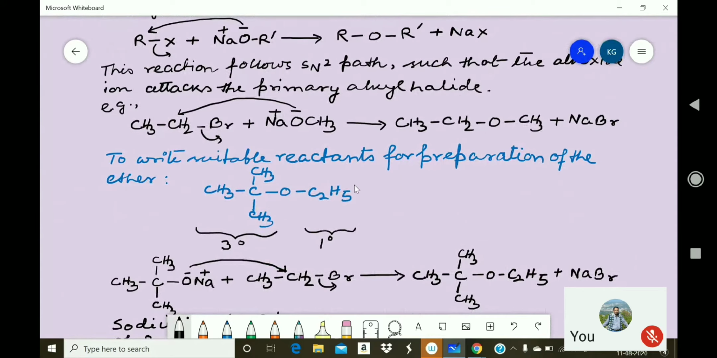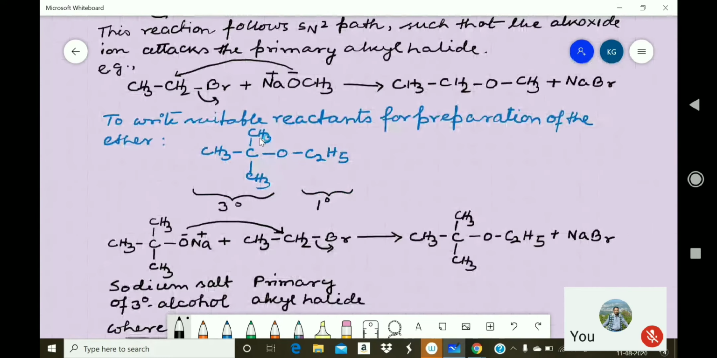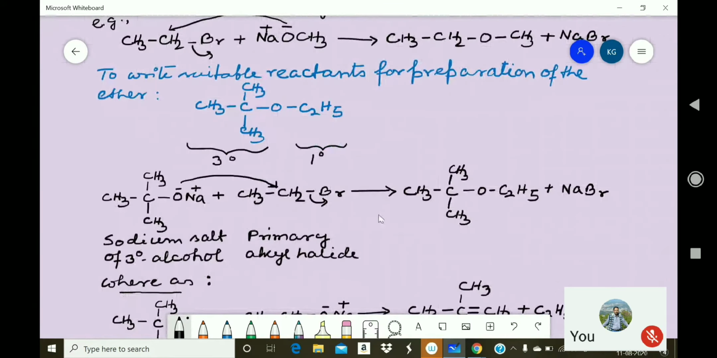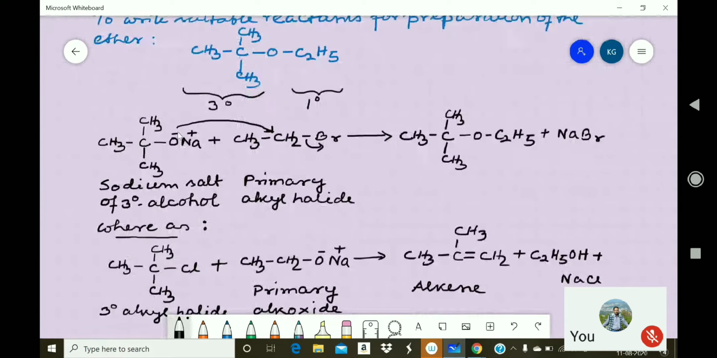Now we can follow that in this process, if we want to prepare this kind of ether, where one part of the ether has a tertiary group and the other is a primary group, then to prepare this one we can use this tertiary alkoxide and the primary alkyl halide, and this tertiary alkoxide gives rise to the desired ether.